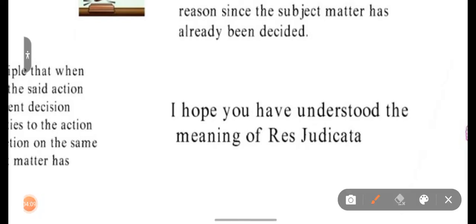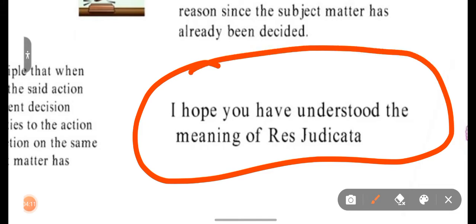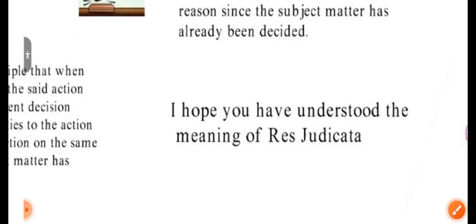So I hope this video clarified your concept as to what res judicata means. Judicata means a thing which has been decided, and res means subject matter. Res judicata means a subject which has been decided.